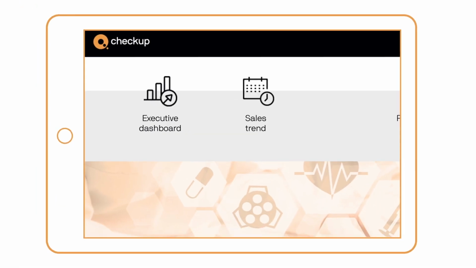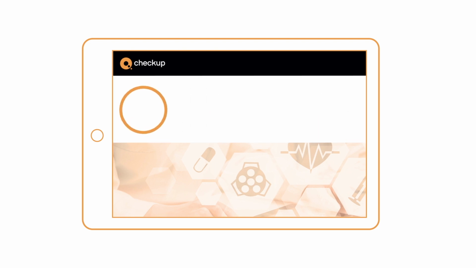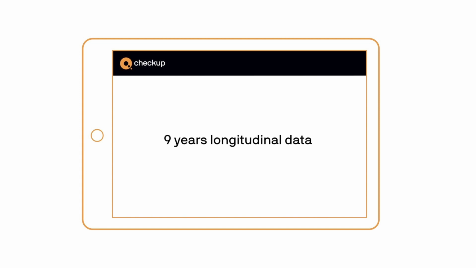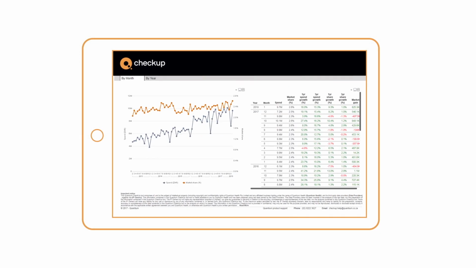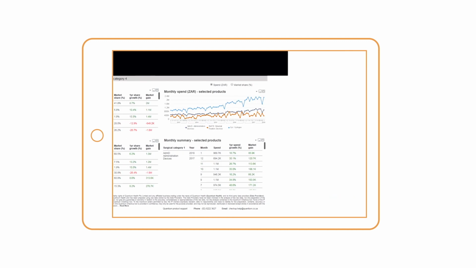Enter Q.Checkup, a self-serve insight tool for the medical device market with the smarts to help power your product portfolio. In today's world, it's important that your strategies and decisions are based on hard evidence, and with Q.Checkup, they can be. Q.Checkup provides an unrivaled view of the medical device landscape, representing 40% of the South African market through the partnership with Discovery Health. Q.Checkup gives you access to make informed decisions about your products like never before.